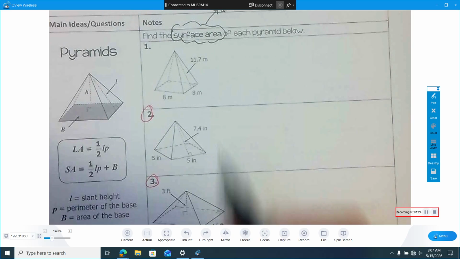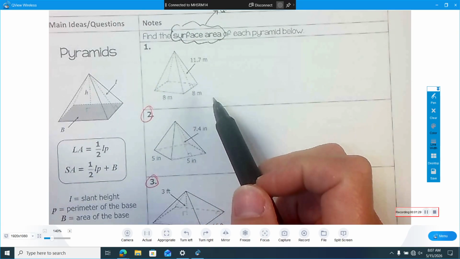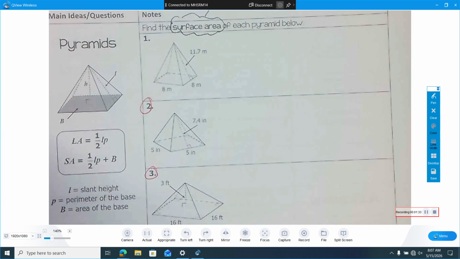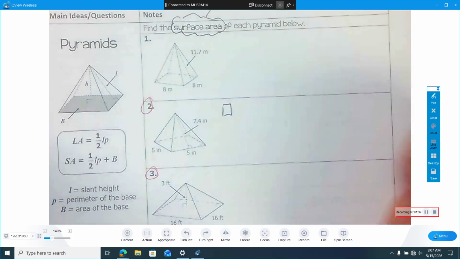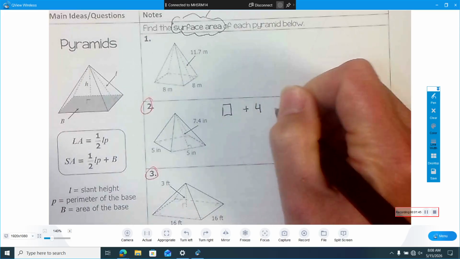If I can see what shapes are here, well, I'm going to start with number 2 here. Looking at number 2, what are the different shapes of that square base pyramid? Square, triangle. A square and how many triangles? 4. 4 triangles.